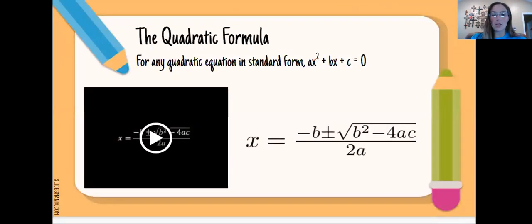It says here is the quadratic formula. So this is our quadratic formula: x equals -b plus or minus the square root of b squared minus 4ac, over 2a. And the a, b, and c come from our standard form equation, where the a is the coefficient in front of our x squared, then the b, and the c.